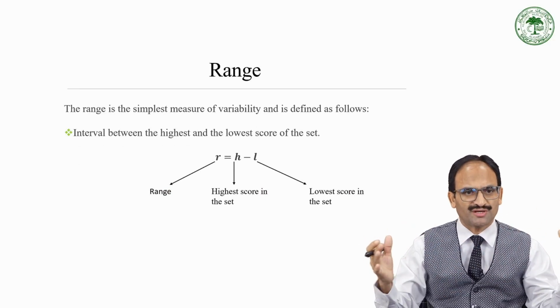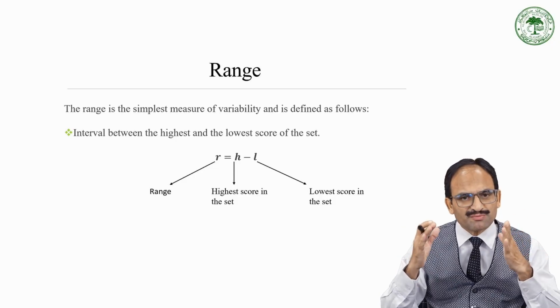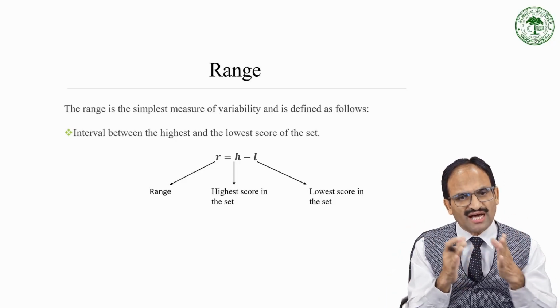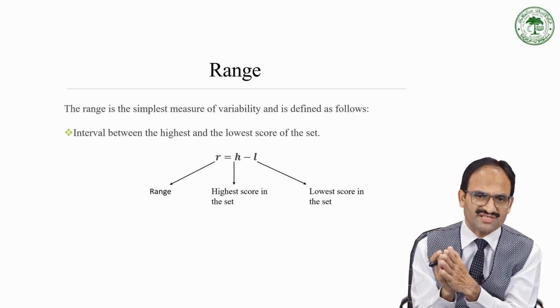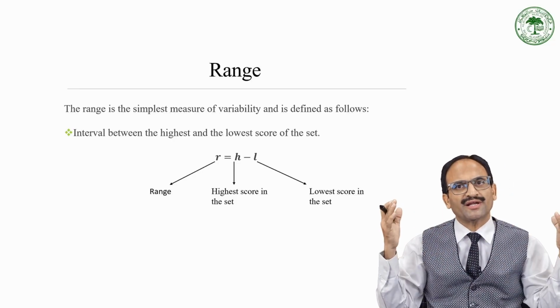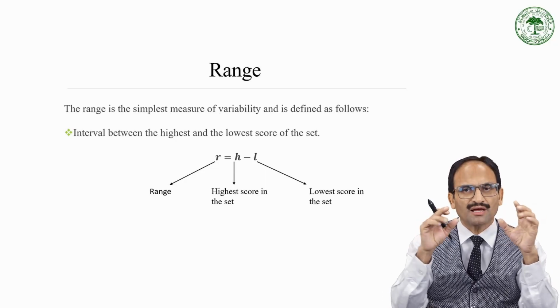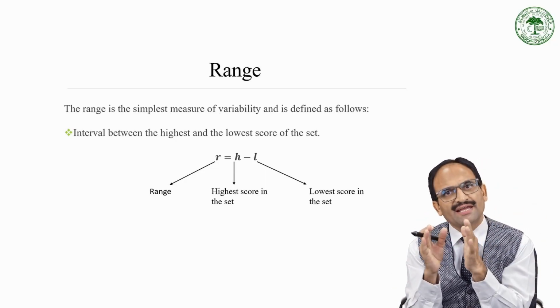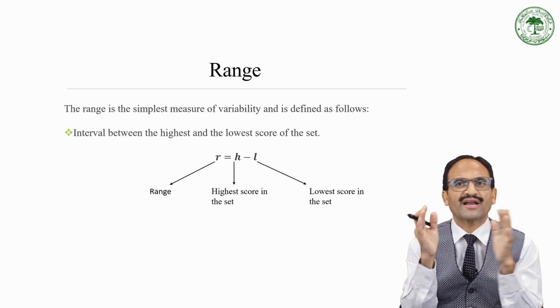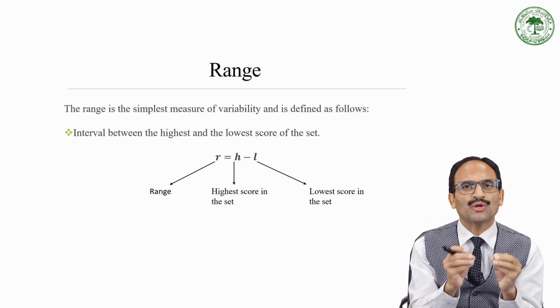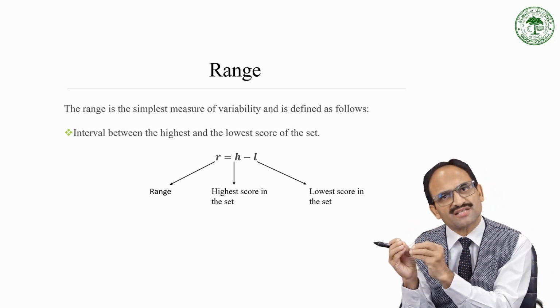So, what is range? The range is the simplest measure of variability and is defined as follows: interval between the highest and lowest score of the set. So, how is the range calculated? You have the data, you arrange that data in ascending order, and after arranging the data in ascending order, you see which one is the lowest score and which one is the highest score.